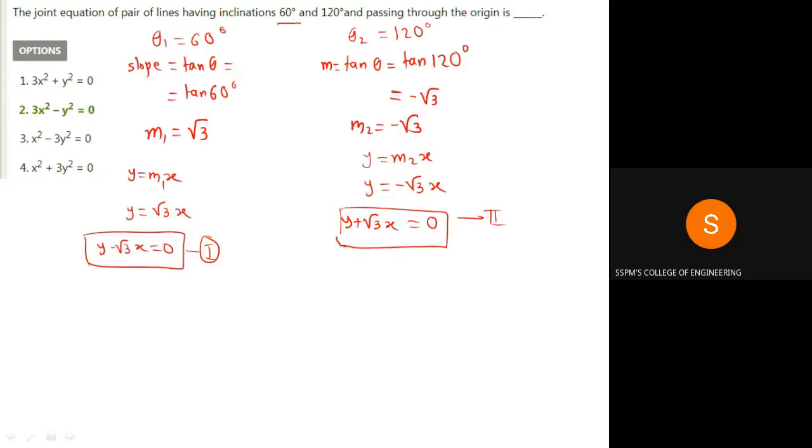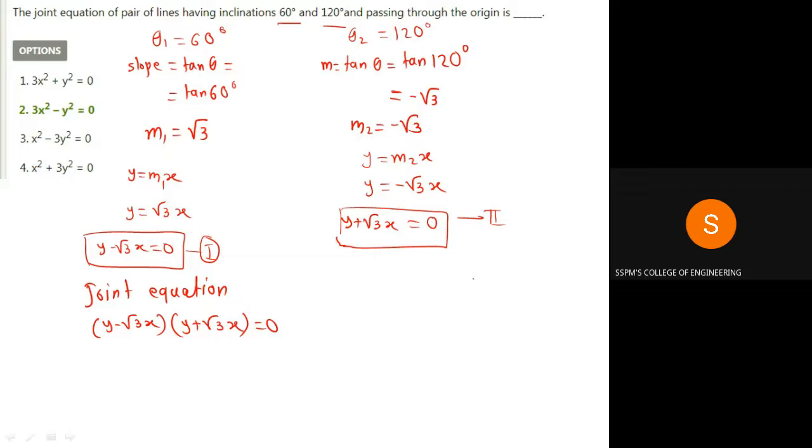So using these two values, 60 and 120, we found out the equations of the two lines. Now we have to find the joint equation. How to find the joint equation? We have already seen this. The joint equation can be calculated by just multiplying these two equations. So we will multiply these two equations: y minus root 3x into y plus root 3x is equal to 0. So what does it look like?